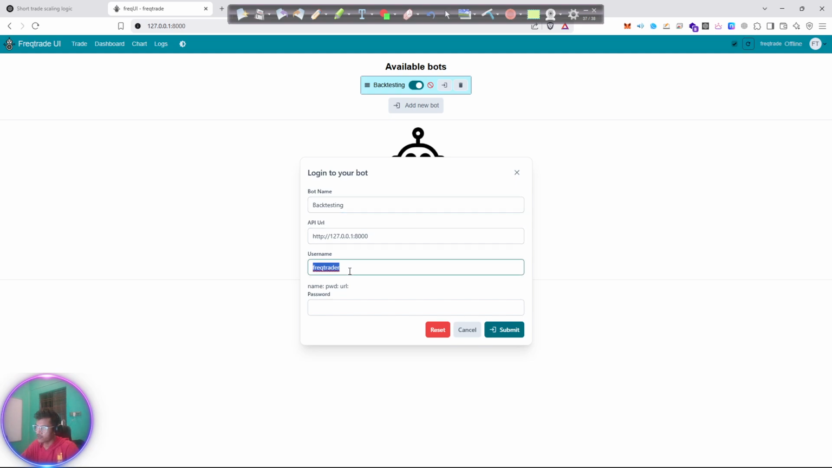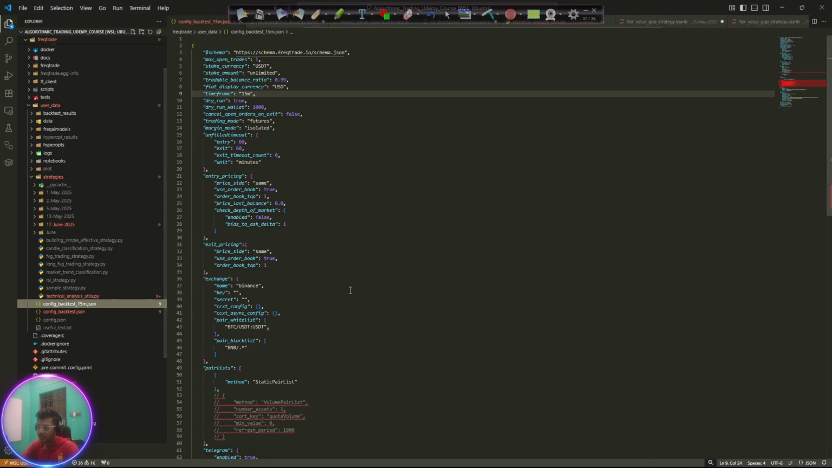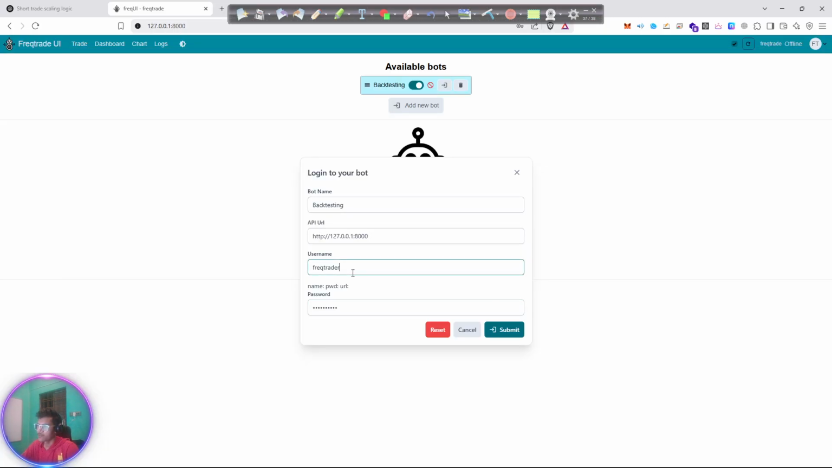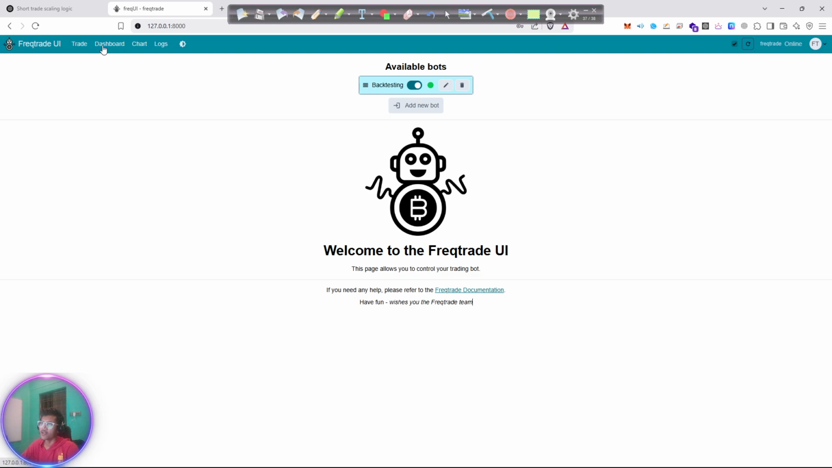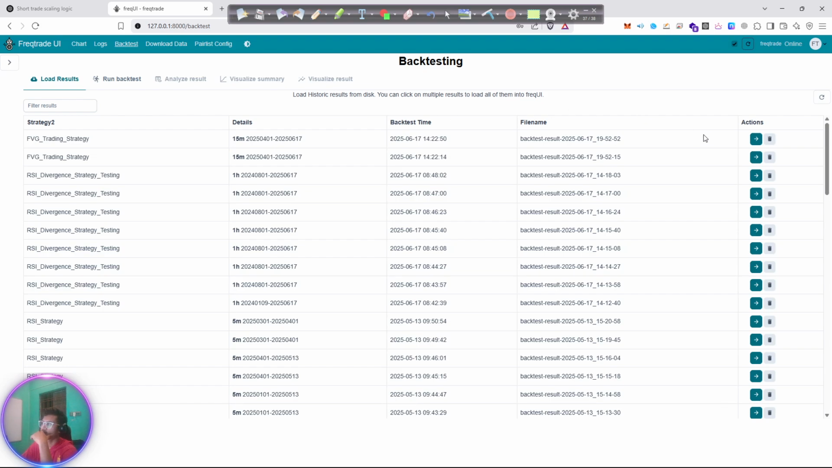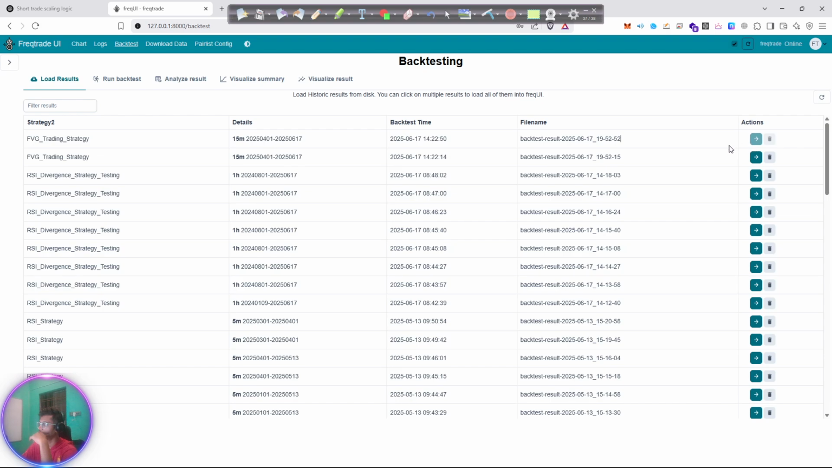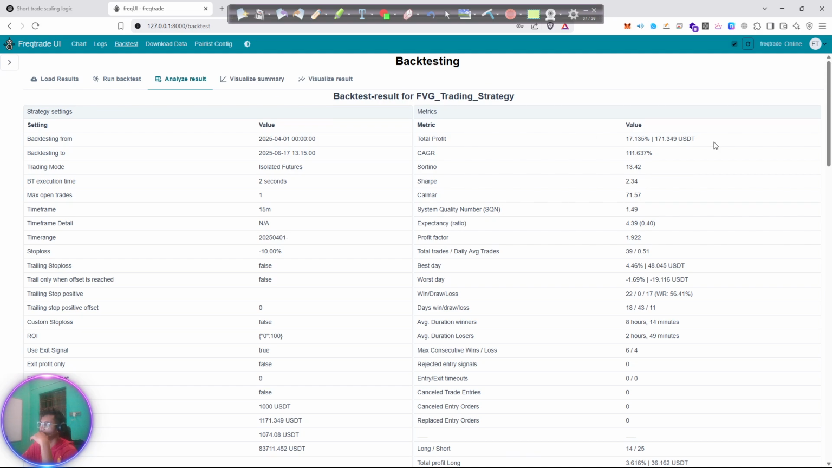Quick Trader, Quick Trader. That's my username right here. Quick Trader, yeah. Copy, paste it, submit. Then go to backtest, load results. See, this is the strategy that we ran. Okay, it's already loaded now. Let's analyze it. Okay, total profit 17%.